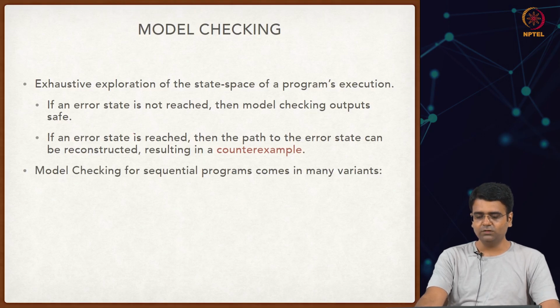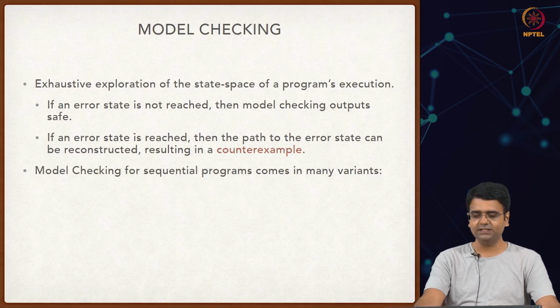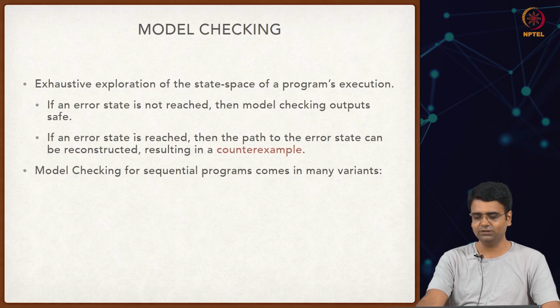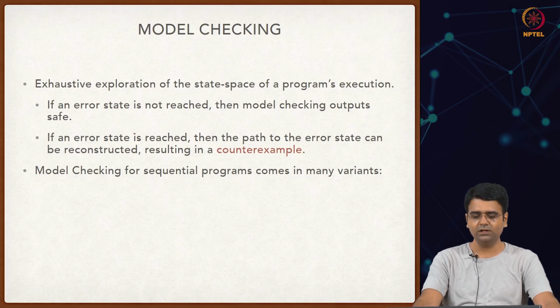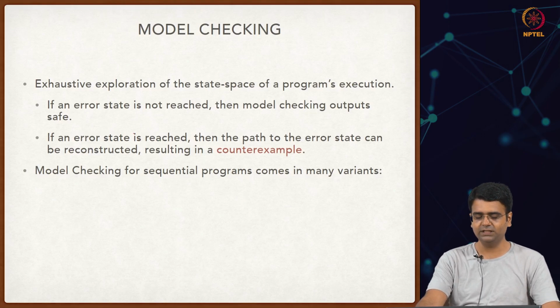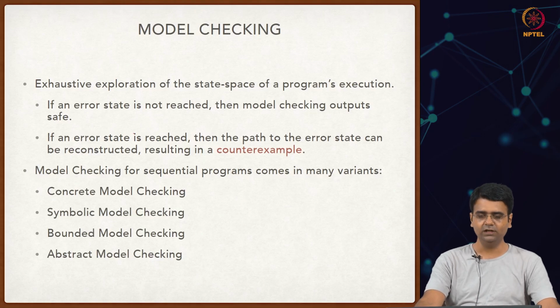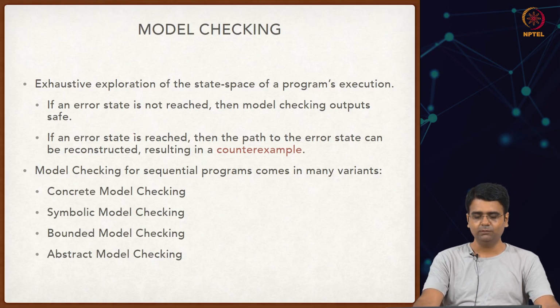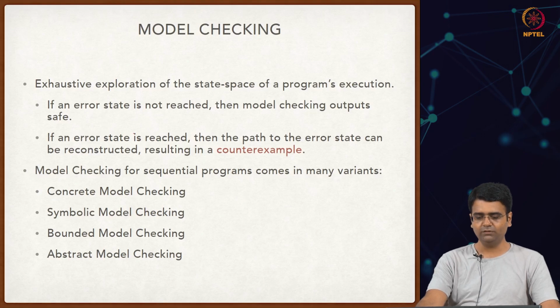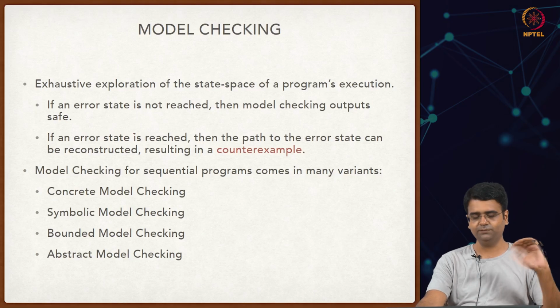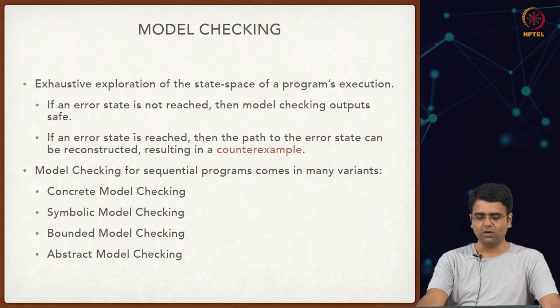Okay. So for sequential programs, model checking comes in many variants, and that's what we are going to discuss. Model checking is widely used for concurrent program verification, but in this course we are only going to focus on sequential programs. For sequential programs, model checking comes in 4 different variants: concrete, symbolic, bounded, and abstract model checking. All these 4 variants are similar to each other, so they follow the same structure. Let's go through all of them one by one.